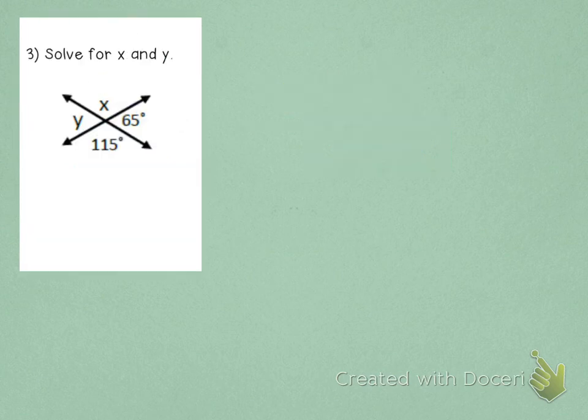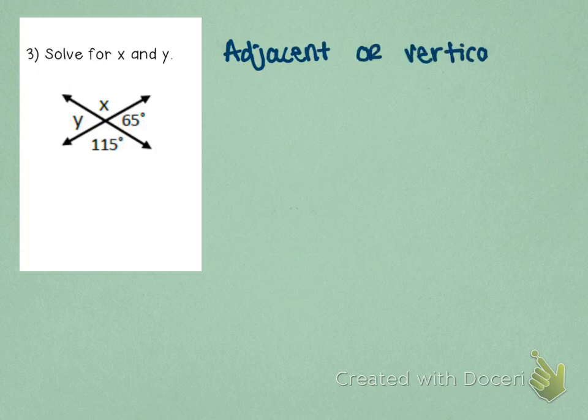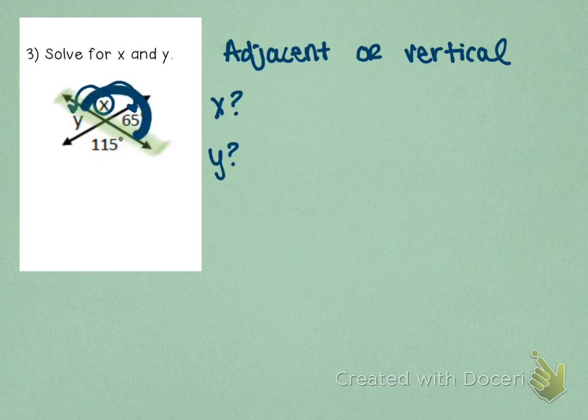Last one, here we have two straight lines, which means that it can either be adjacent or vertical. We just got to decide what we are working with. So we're looking for what is x and what is y. So here is x. Side by side would be right here. Side by side, that's adjacent. That means I'd be working with a supplementary angle, and this would be my straight angle, meaning that x plus 65 equals 180 degrees. And that would work, and it's an adjacent angle.